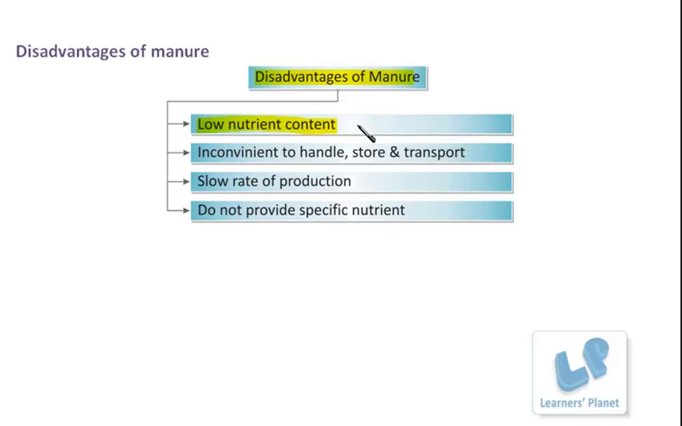Second, as they are required in large quantity, it is very difficult to handle, store properly, and transport to the particular site. So this bulk quantity is, of course, a disadvantage from the transport and handling point of view. Besides that, the production rate is also very slow.